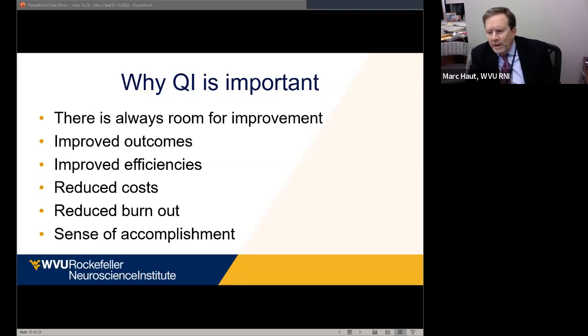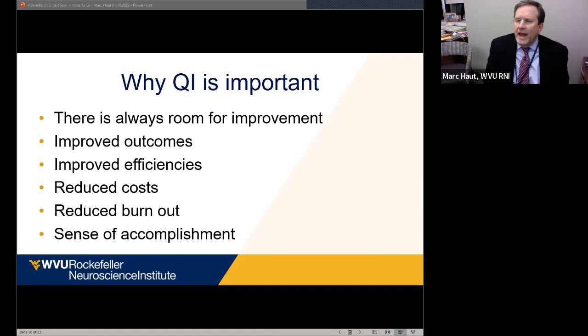And if things are going better, you're less likely to get burnt out. If you feel like you're getting nowhere and just on that treadmill and not getting anywhere, that leads to burnout. It also leads to a sense of accomplishment and pride when you see improvements with the outcomes that you're doing for patients. And that's not just for the provider, that's everybody in the clinic. That's everybody in the organization has a piece of this and has something to contribute.